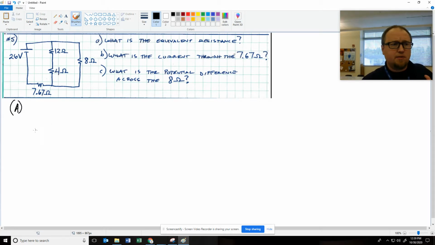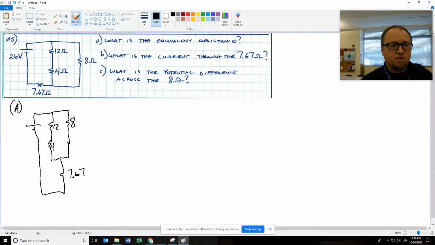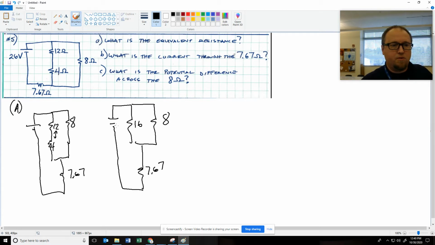To find the equivalent resistance, we're going to redraw this thing. We'll reuse it later. And we're going to think about what do we got to do first. So this is 8, 12, 4, and 7.67. So the first ones I got to do are these two. Put them together, you get 16. So I'm going to redraw it again. I have 16 here. Got 8 here. 7.67 here.